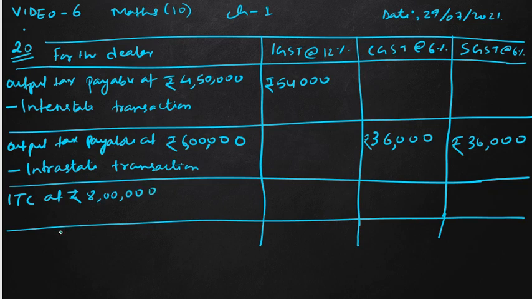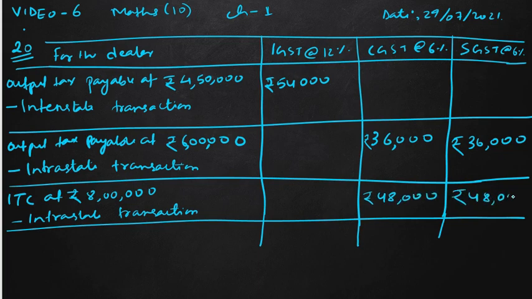Okay, and this transaction is also an intrastate transaction. Okay, so in intrastate we have CGST and SGST. So CGST is 6%. 6% of 8 lakh: 8 sixes are 48. It will be 48,000, and this will also be 48,000 because SGST is also 48,000.